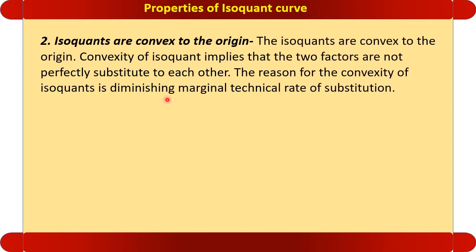Let us discuss the second property of the isoquant curve. The second property is that the isoquant curve is convex to the origin. What does it mean? It implies the two factors, labor and capital, are not perfectly substitutable for each other. The reason for the convexity of the isoquant curve is that the marginal technical rate of substitution is declining. If more labor is added and less capital is sacrificed, then the marginal technical rate of substitution will diminish, and because of this the isoquant has a convex shape.